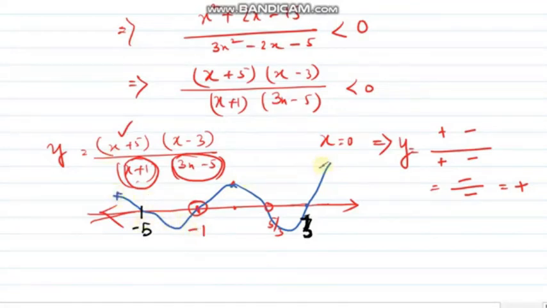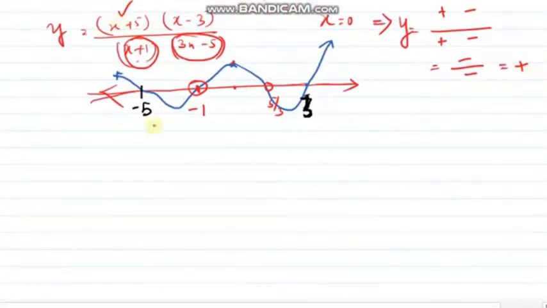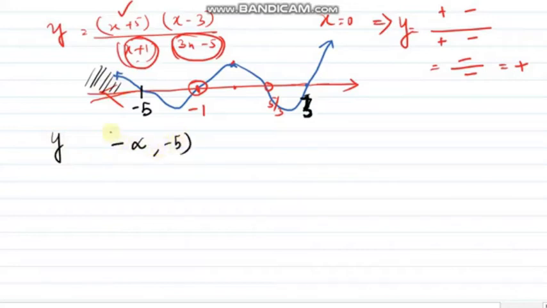Now when my y is positive, in this region, that is y is positive from minus infinity to −5, right? Y is positive in this region too, right? That is −1 to 5/3, all open intervals, because I want y positive.